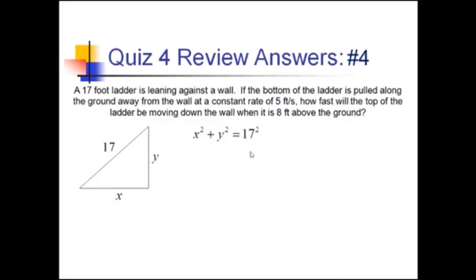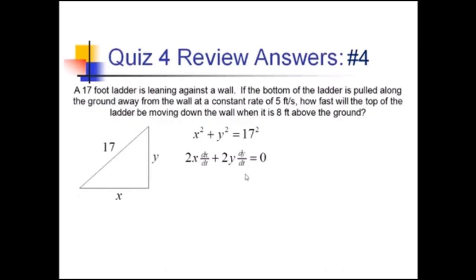And at this point, now that I've got something that ties everything together, I'm going to take the derivative implicitly with respect to time. So the derivative of x squared, that's going to be 2x dx over dt. This will be 2y dy over dt. And the derivative of this constant is just 0.